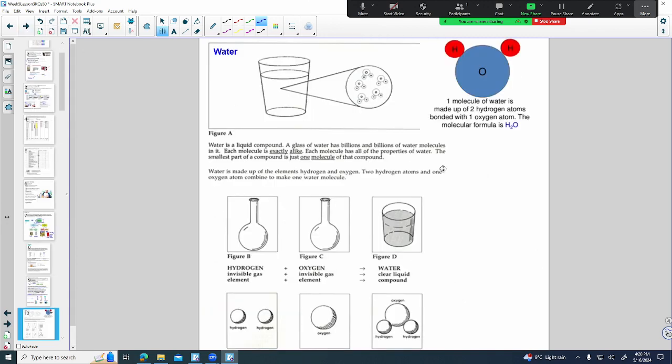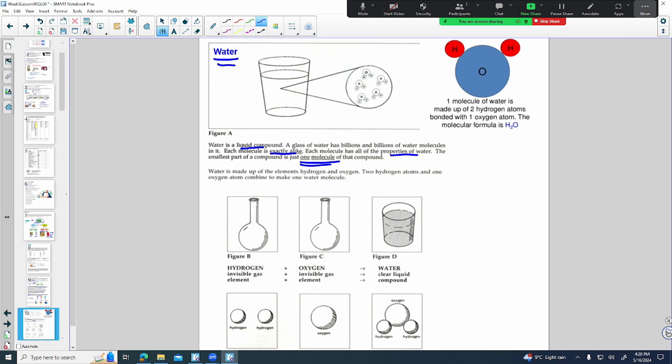So let's look at water a little bit more closely. When you look at water, we know it's a liquid compound. I mentioned that already. If you have a glass of water, it will have billions and billions of water molecules. Each water molecule is exactly alike, which means that each of those molecules will have all the properties of water. That tells us that the smallest part of a compound is just 1 molecule of that compound.